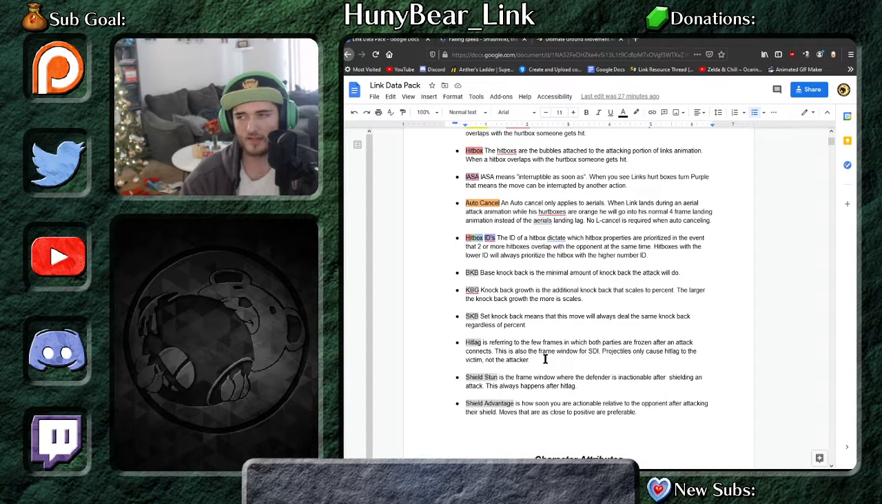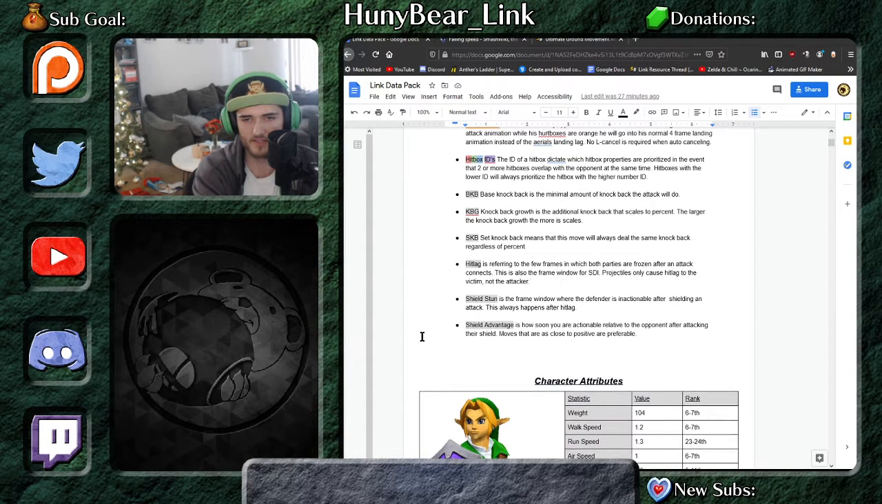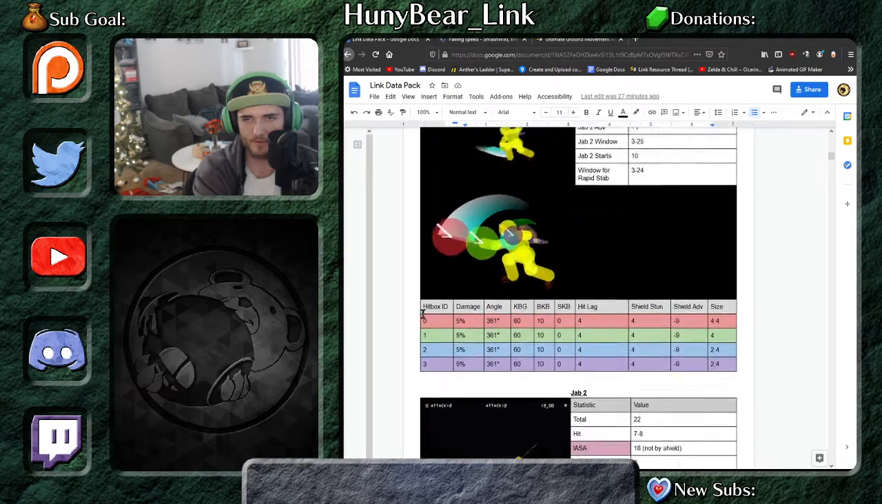So it's not like shielding. It's better than shielding because then there's a shield stun calculation that's relative to how much damage the attack does. So shield stun is the frame window where the defender is inactionable after shielding an attack. This always happens after hit lag. So when you hit somebody, first it runs the hit lag and then it runs shield stun. That's important information. And then shield advantage is how soon you are actionable relative to the opponent after attacking their shield.